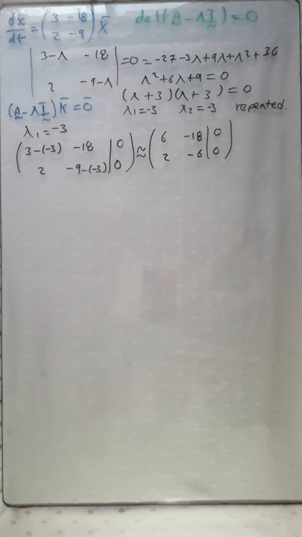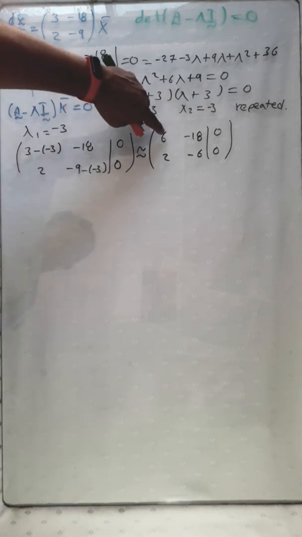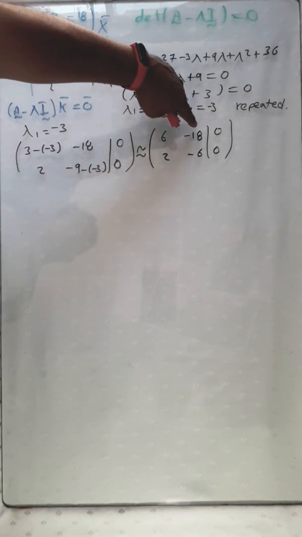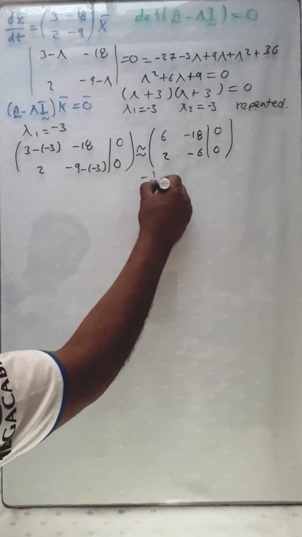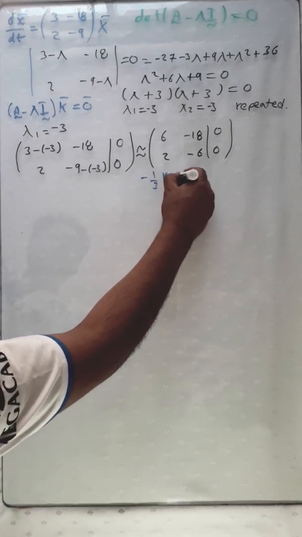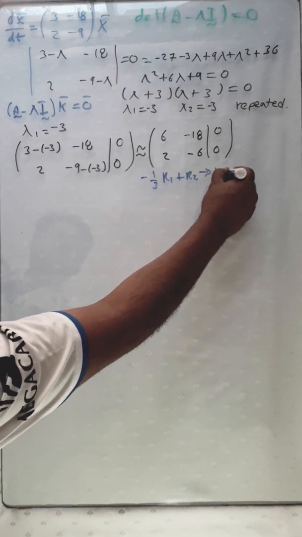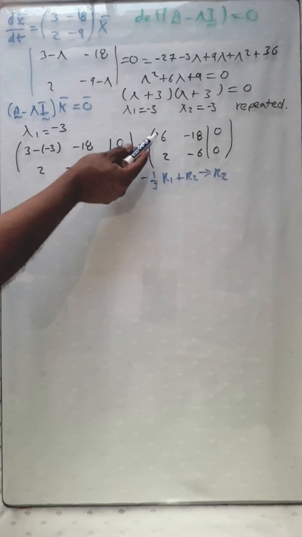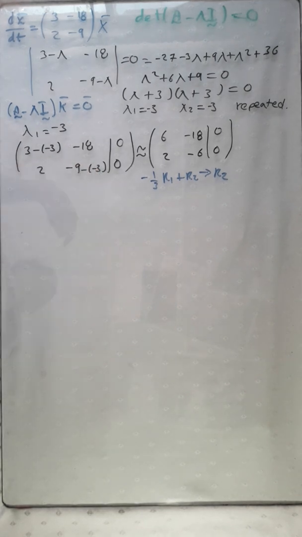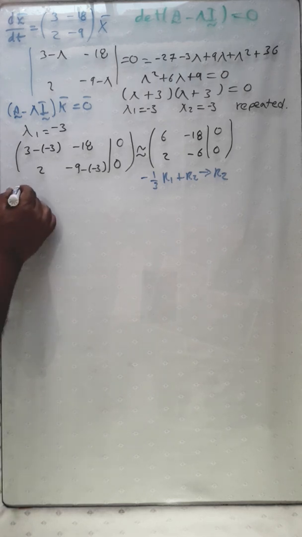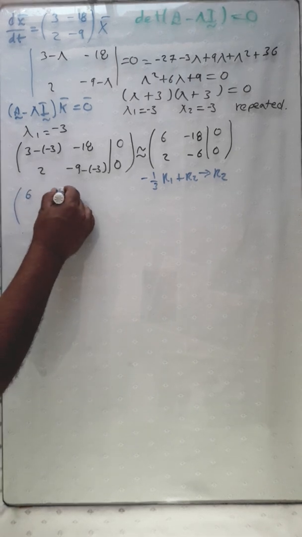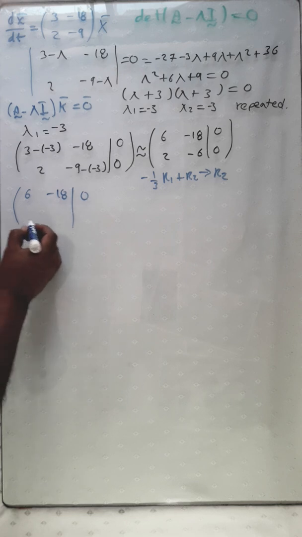Okay, so what operation should we do? I can do this operation, minus 1/3 of row 1 plus the second row, and we save it in the second row. One third of the 6 is going to be 2, and minus 2 plus 2 will make that 0. So the result will be something like this, 6, minus 18, and 0.